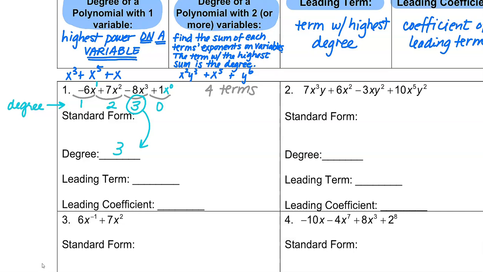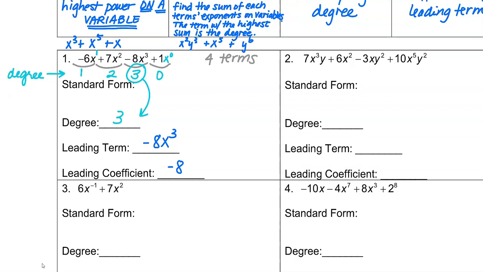So then what's the leading term? It's the term that has the degree of 3, by the way, the highest power. So what's the leading term? Isn't it the minus 8x to the third, right? It includes the coefficient, it includes the sign in front. Got it? So what's the leading coefficient of the leading term? What's the coefficient on the leading term? -8. Good job.